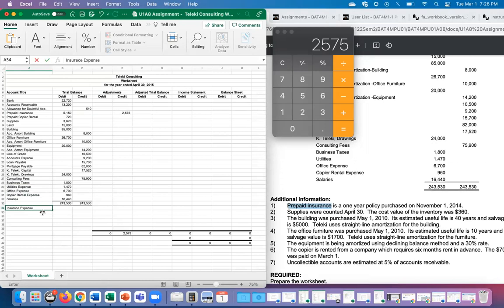All right, and so we have the amount that we're spending on insurance over the past 6 months. And so then we are going to put in the matching 2,575 in the debit column. Remember that when you're adding to an expense account, it's always a debit, right? And so we just use the same amount that we found out up here, the 2,575, and that way both columns, the debit and the credit column, are in balance, right? Which is what we're looking for.